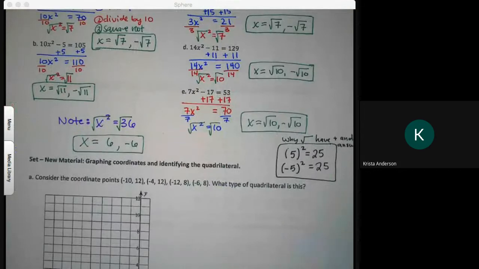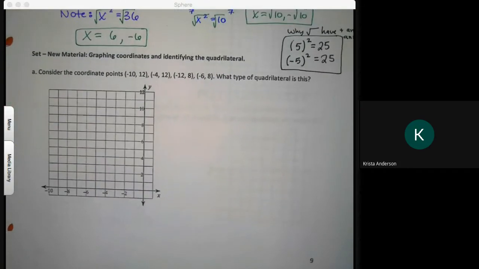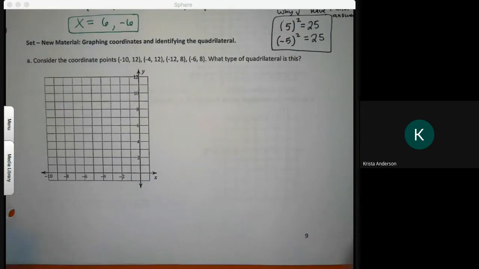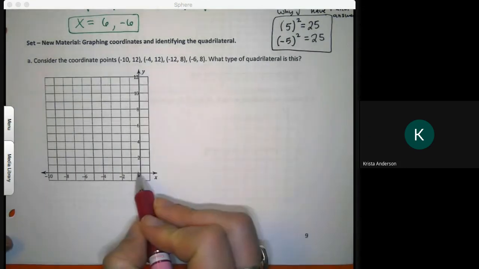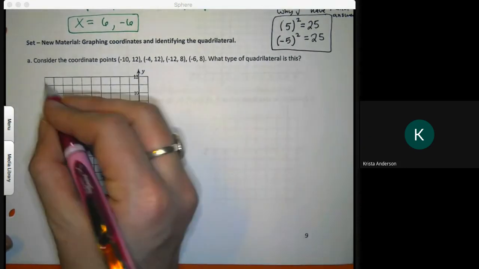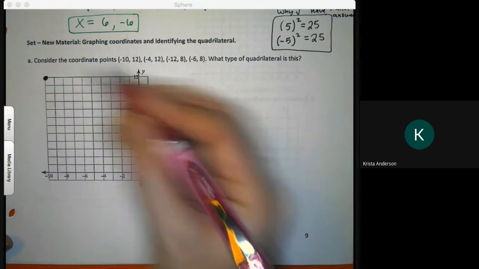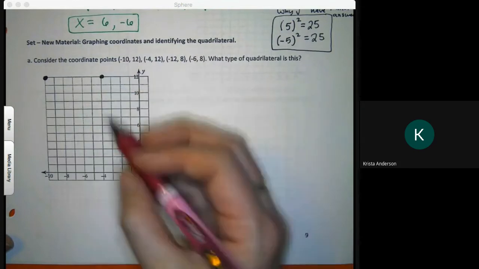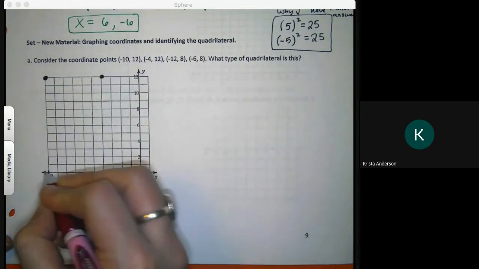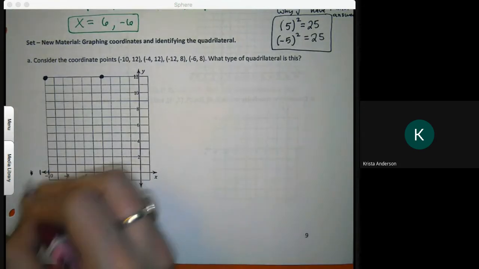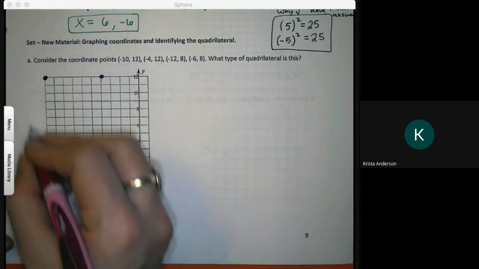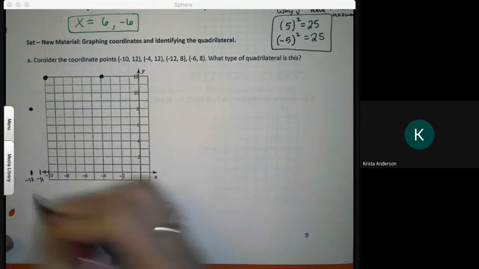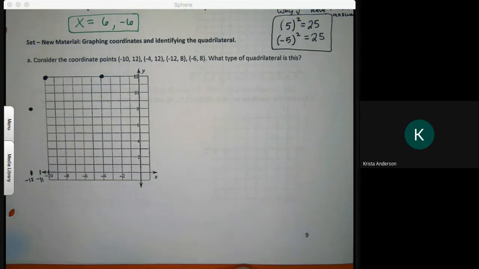Right, questions? Okay, in our next section we are identifying the quadrilateral. We will be naming them based off the shape the points make. -10 is up 12. -4 is up 12. -12 is up 8. Oh, it's going to be off a little bit. Sorry, my graph was a little small. And -6 is up 8.